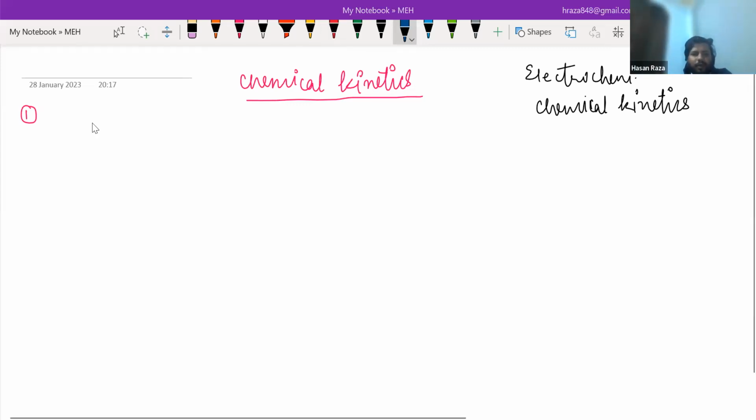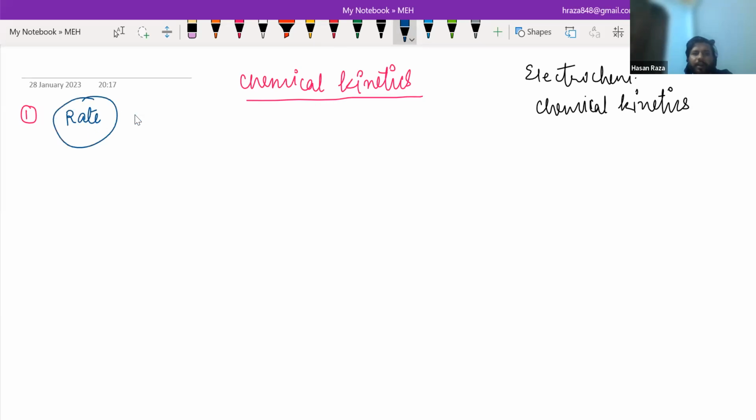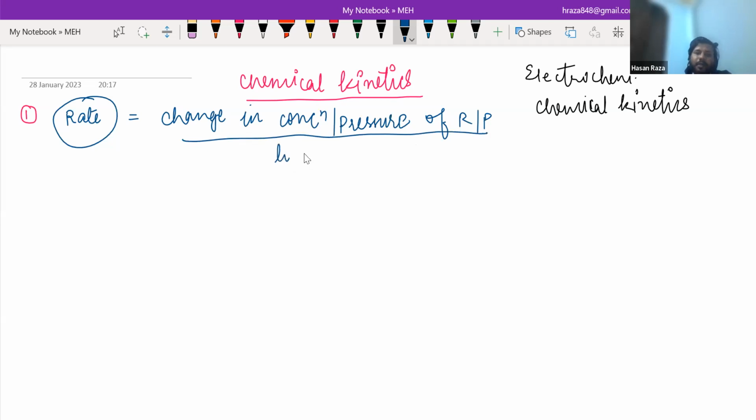So first of all, rate. First, we talk about rate. Rate is basically the change in concentration. If concentration is given, then we deal in concentration, and if pressure is given, then we deal in pressure. Rate is equal to the change in concentration or pressure of either reactant or product divided by time.